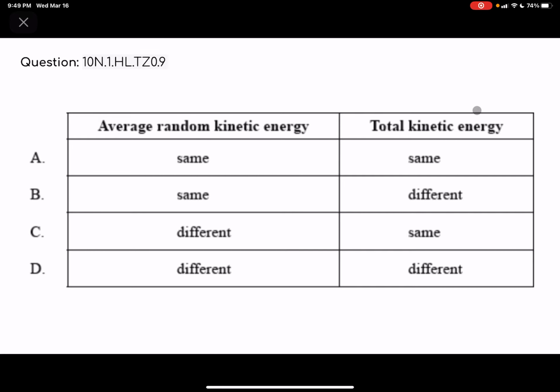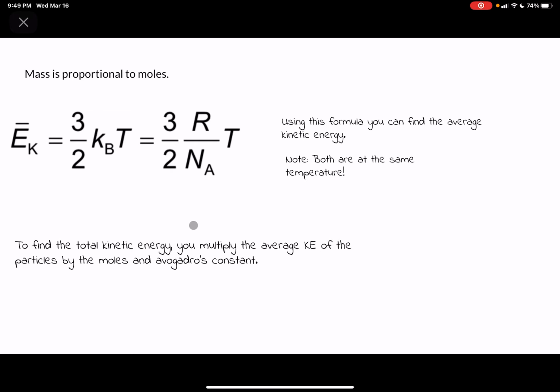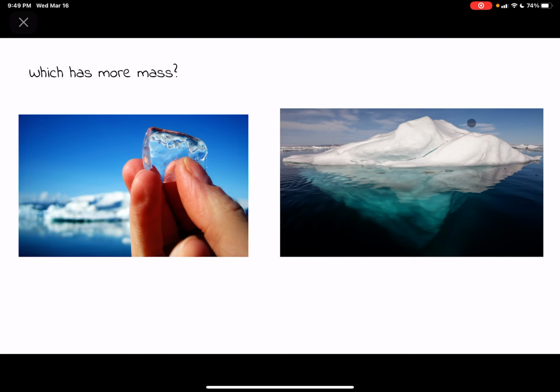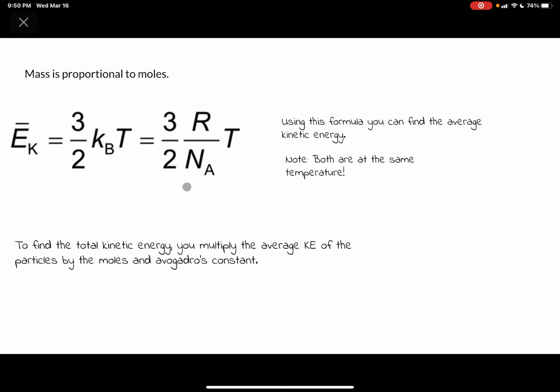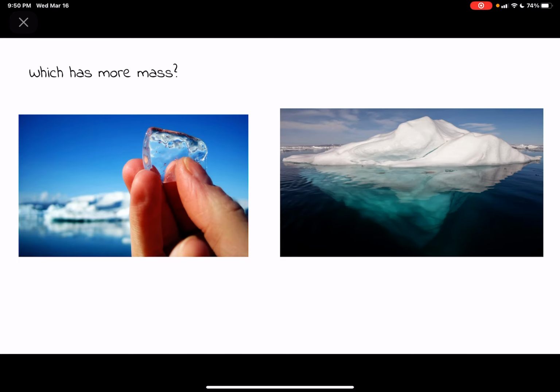Now, what is the total kinetic energy of the molecules? Total kinetic energy of the molecules means that you take the average random kinetic energy and multiply it by the amount of moles and by Avogadro's constant. Now, you have to know that mass is proportional to moles. So if the iceberg has a greater mass than the ice cube, then the iceberg will have a lot more moles than the ice cube. Therefore, when you multiply the average random kinetic energy of the ice cube by its moles and then by Avogadro's constant, it will have a much lower value than the iceberg, as the iceberg will have a lot more moles.